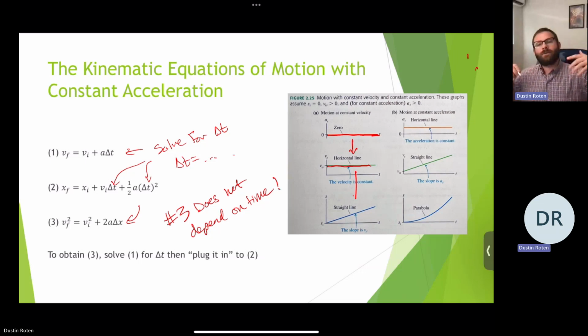Now let's consider the situation where we do have an acceleration, and it's constant. So that means our acceleration is still a horizontal line, but it's no longer 0. It actually has some value.